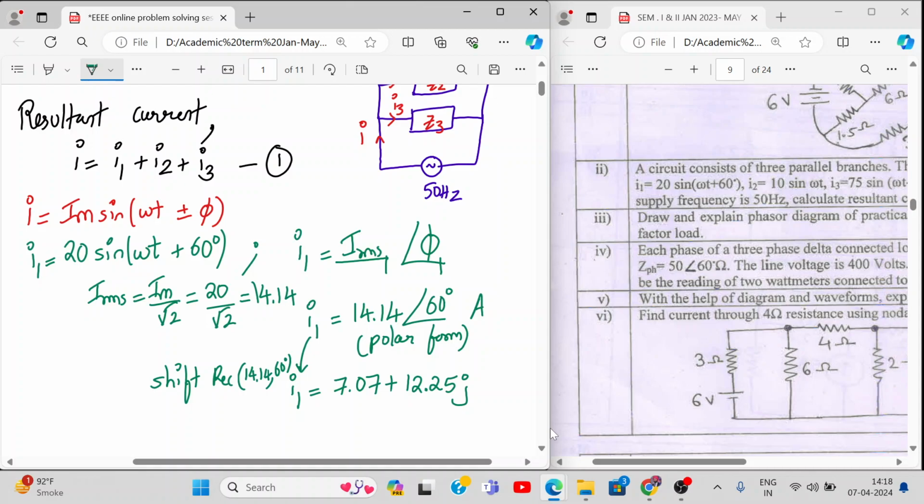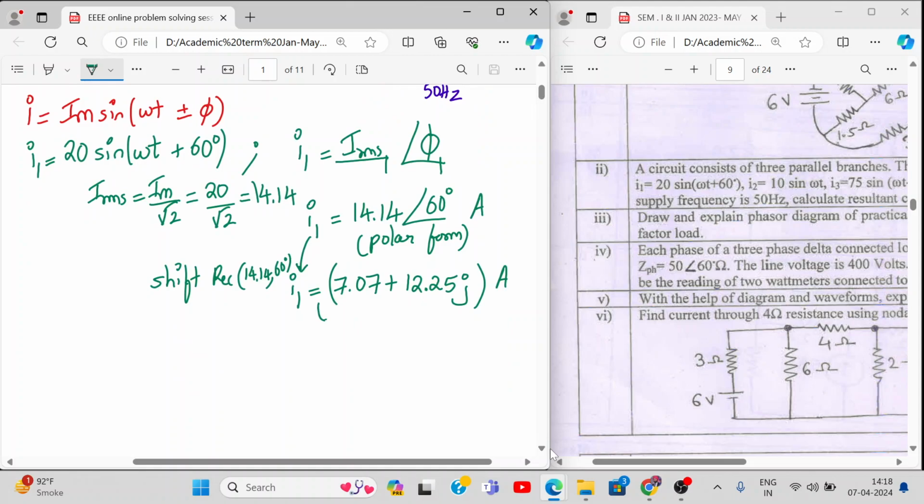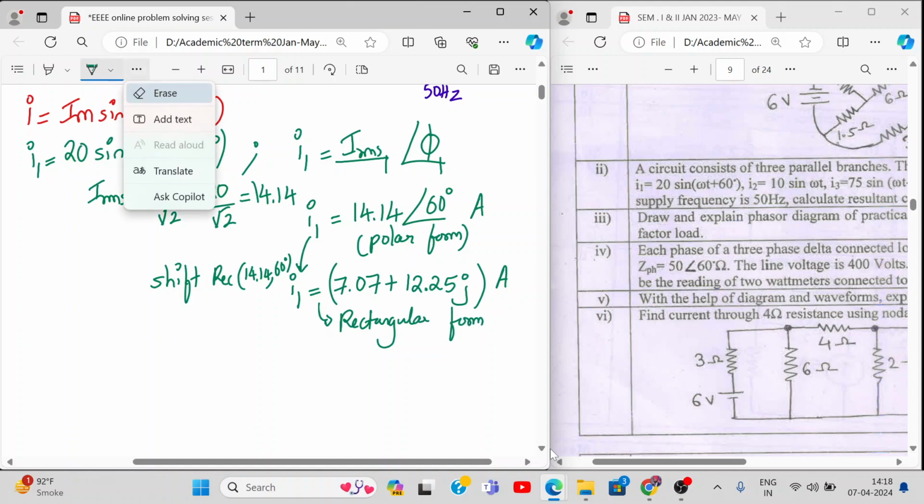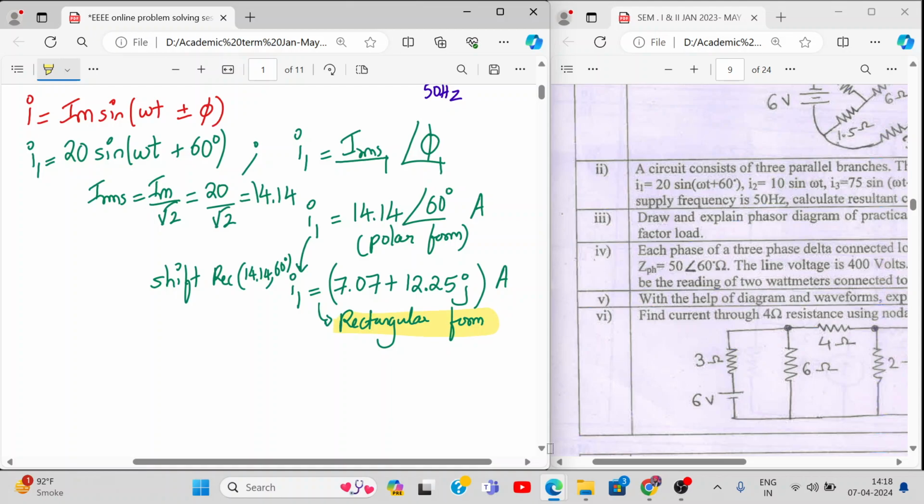12.25 j, right? J or I, whatever you call it, complex number. I'm just calling it j because it will distinguish between this current and this complex number. So this is the rectangular form which I'm interested in, because if you want to add anything, it has to be in the rectangular form. If you want to divide any quantities or multiply them, then you have to be in the polar form. So same way we have to do it for I2 and I3.